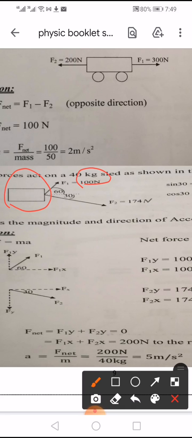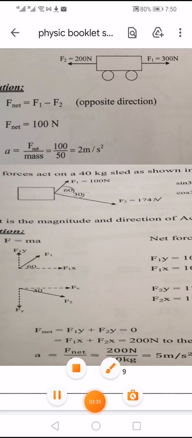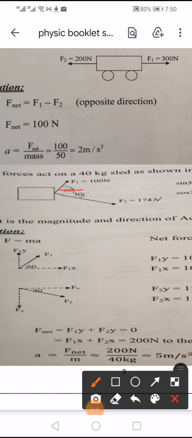First, we should divide these two vectors, the first force and the second force, into x and y directions. For example, the first one here with angle 30 is divided into x. This is the x direction and y, and also the first force into F1x and F1y.